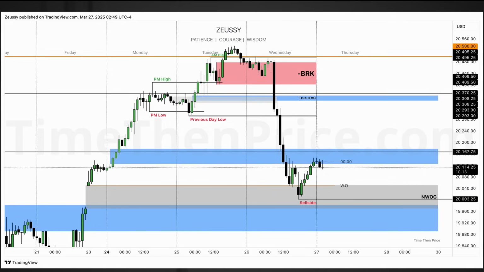You might be wondering, why is that PM session low important? Well, that PM session low is important because throughout the London session, you refer to the high and low of the Asia session and the high and low of the afternoon session. Meaning you're looking back at how the previous sessions delivered, and you're looking at key liquidity pools that are time-based.